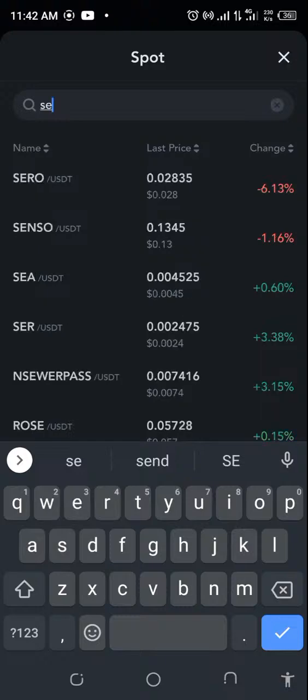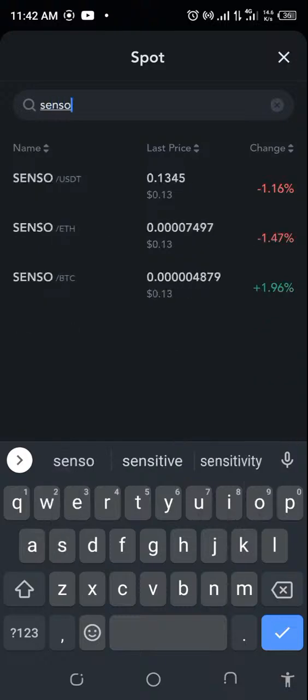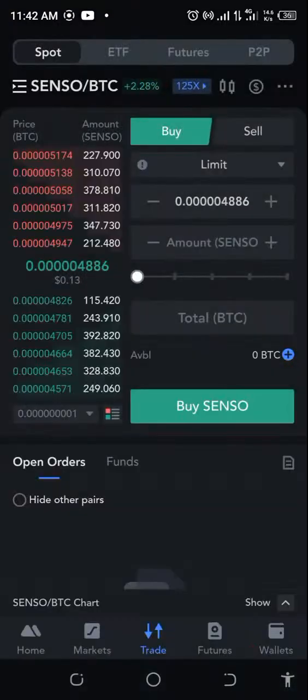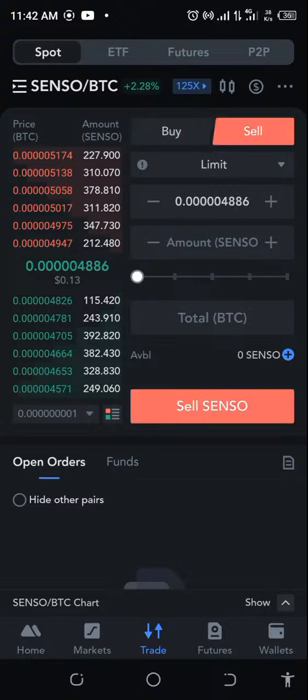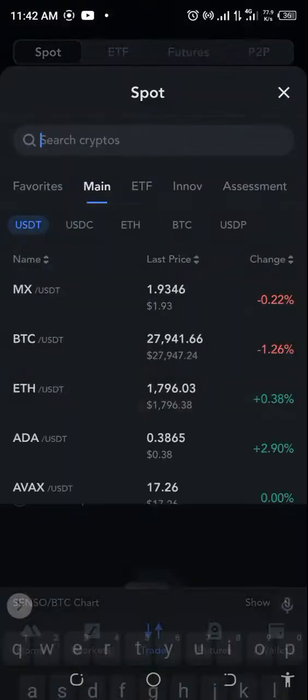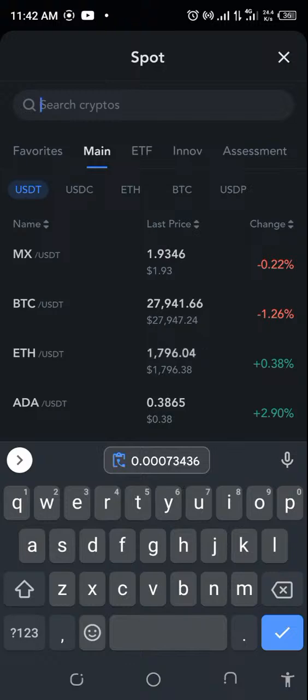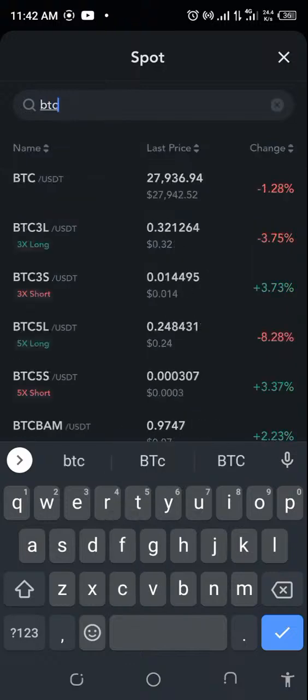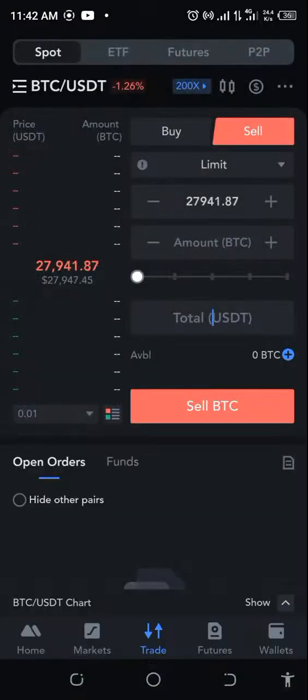So that would be Senso BTC. Let's hope it's still in place. Okay, because I saw that it went down. Oh yeah, I can see it's gone down, but let's be sure. If there isn't anything there, call it a day. But if it is there, we will go ahead.